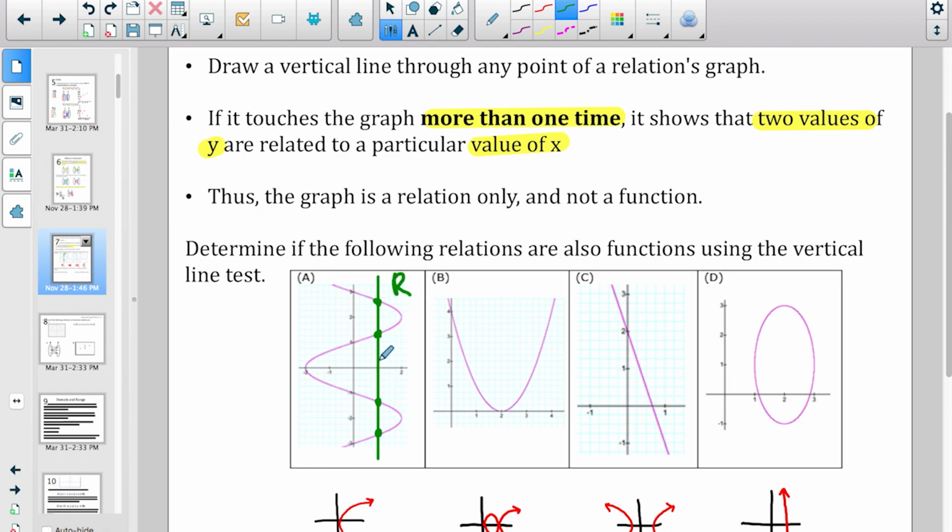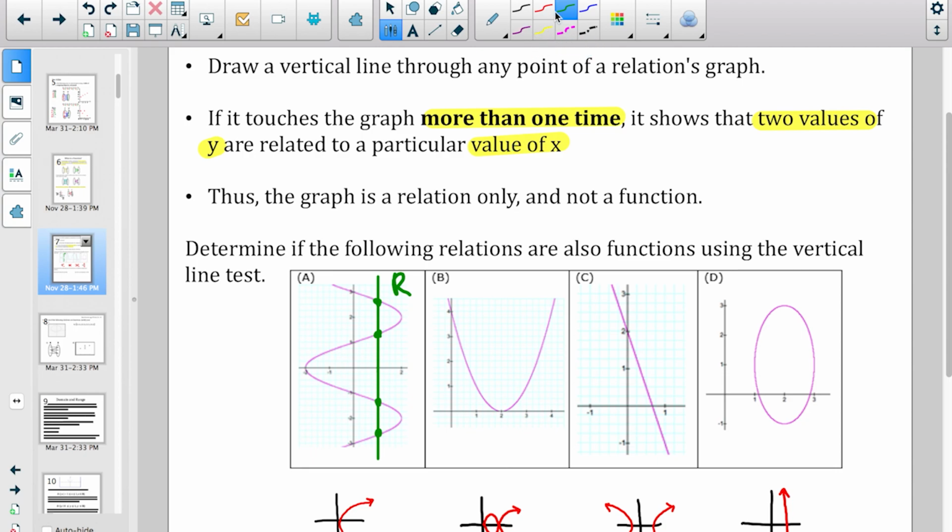Now, if we think about our definition of a function again, for one particular x value, it can only relate to one y value. And we can see that's obviously not the case here. We have one x value related to 1, 2, 3, 4 different y values.